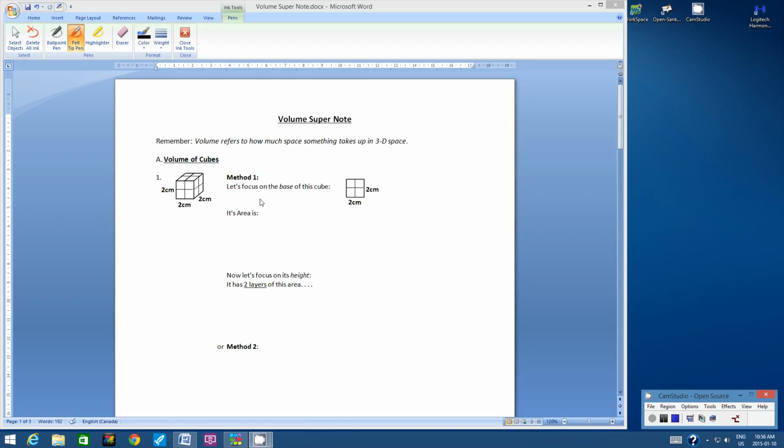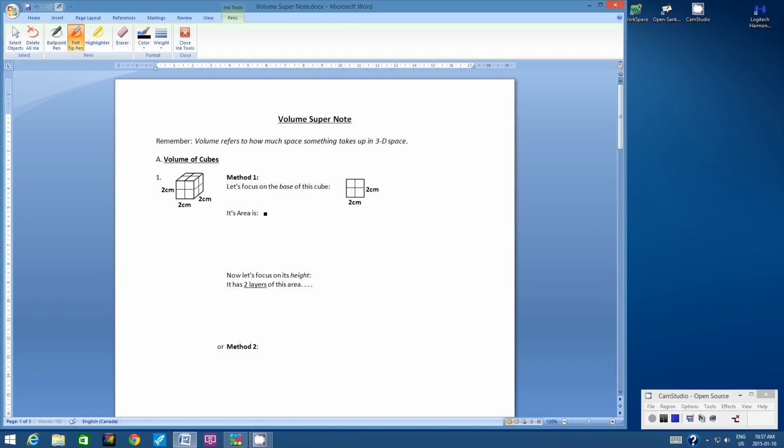So method 1, let's focus on the base of this cube. If we were to look at the bottom of this cube or the top of this cube, this is what it would look like. So what shape do we have here? Well, we have a square. So let's calculate the area of this square. You know the formula for area of a square. It is s squared. Okay, so let's think about our 5-line solution.